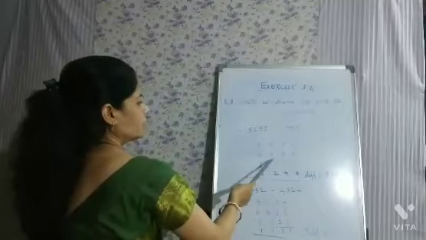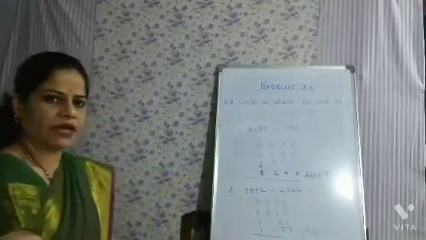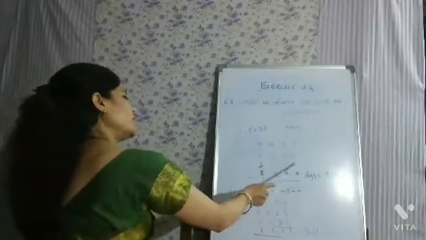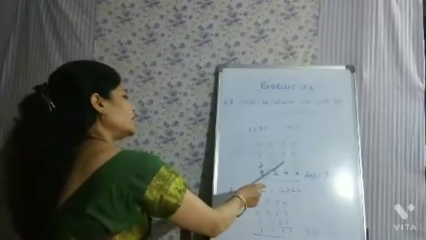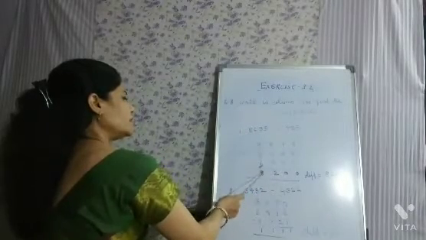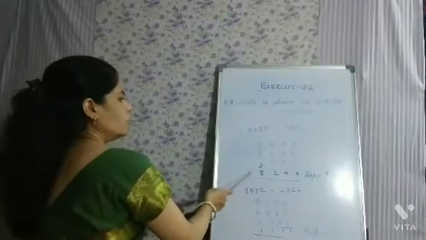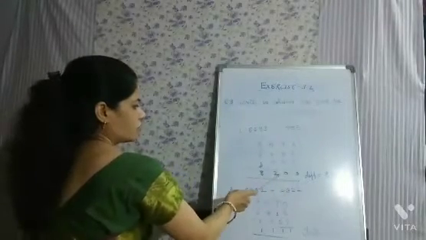Now you have to subtract 495 from 8695. 5 minus 5 will be 0. 9 minus 9 will be 0. 6 minus 4 will be 2 and 8 as it is you have to write because there is no digit here. Okay. So the difference is 8200.